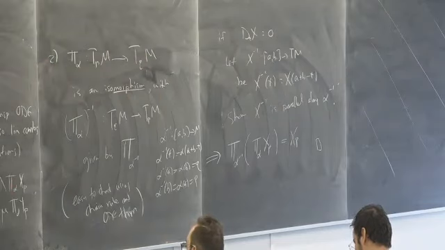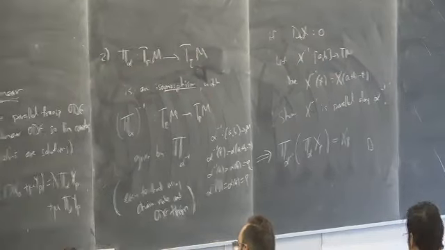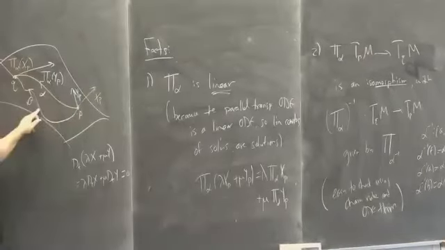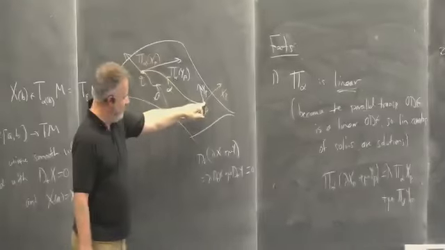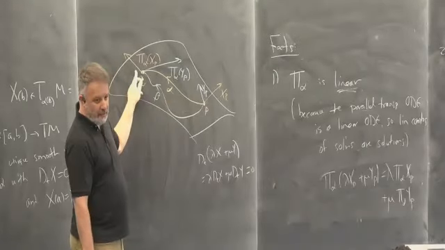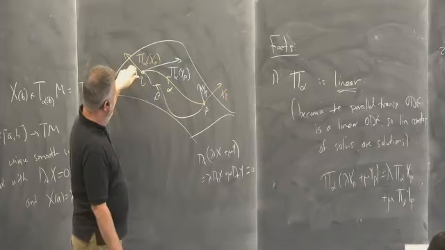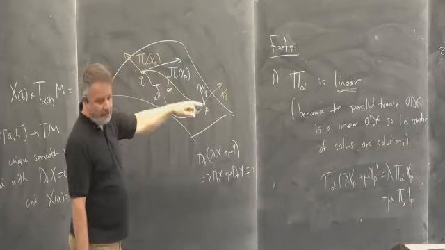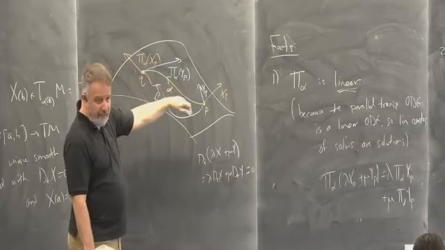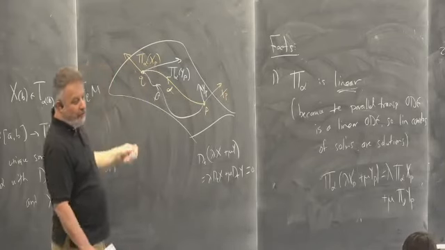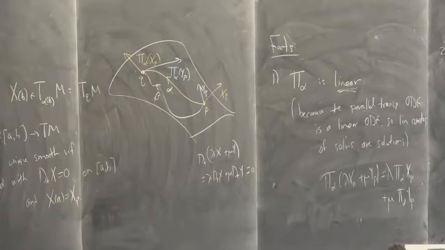I can have some other curve, beta, with the same initial and final points. Parallel transport along beta will give me a linear isomorphism from T_pM to T_qM, but it's not going to be the same one in general. And in fact, the extent to which this parallel transport isomorphism depends on which path you took, that's called the holonomy of the connection or of the metric. And that's a very important property that's been studied a lot.